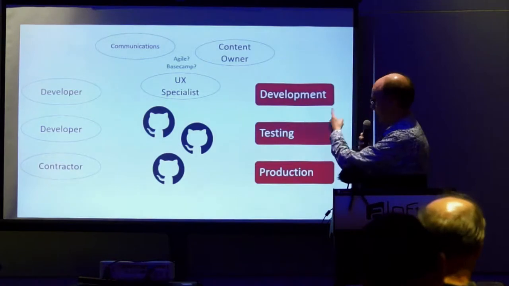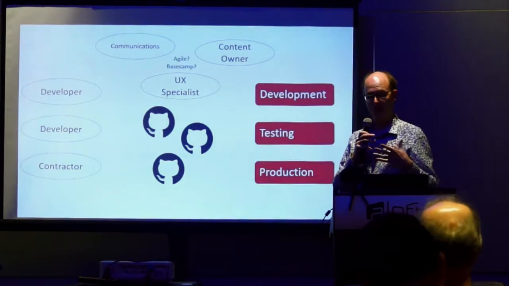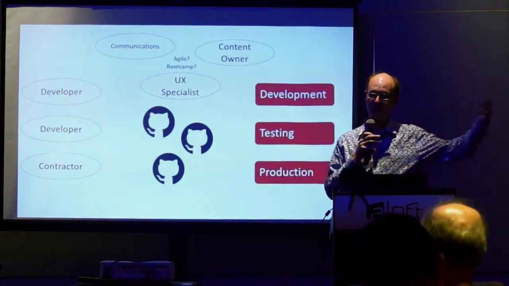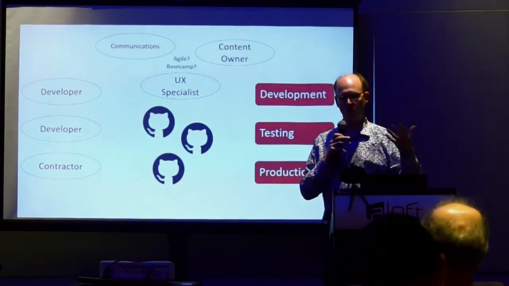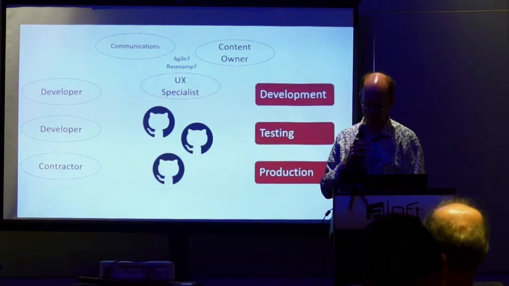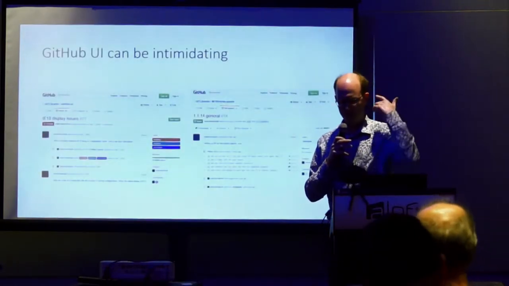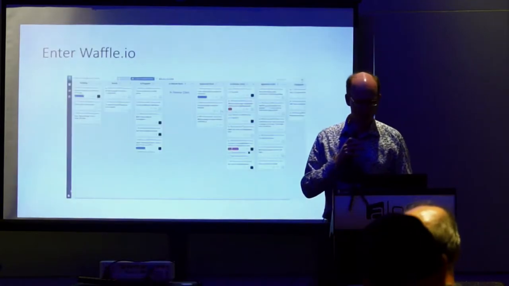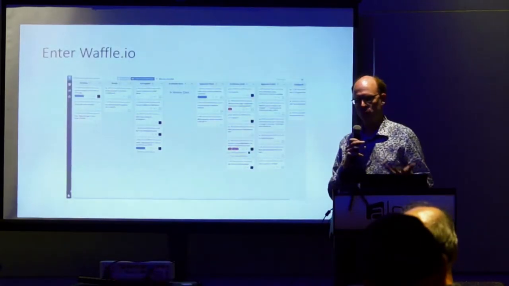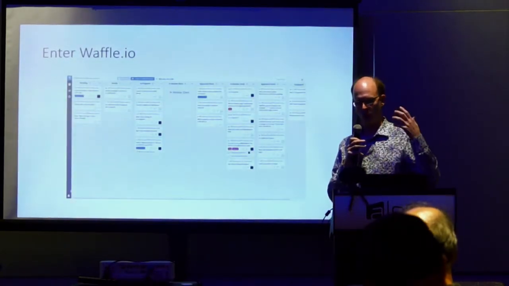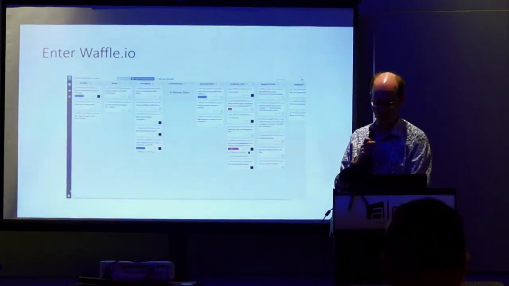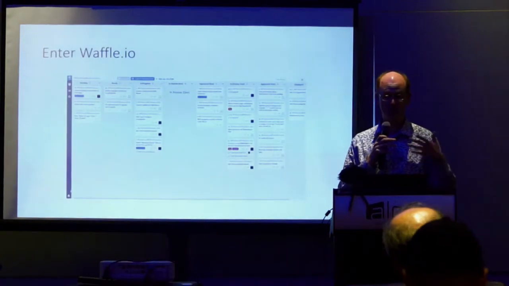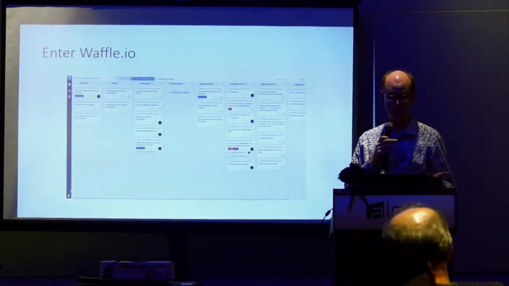And people on that side of the platform like to use tools like Basecamp that are super easy, and they like to use processes like Agile. So that becomes a little bit of a tension point. As I mentioned, the GitHub UI, if you're not a developer, can be a little bit scary. So that's where the first tool that I wanted to talk about comes in, which is waffle.io. Waffle is a service that basically reskins GitHub.